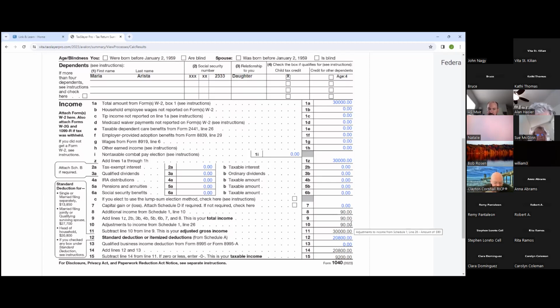So again, that's something they're going to work on with the programmers. We got the adjustment to income. That's going to be that jury duty pay adjustment. And again, only if you remit your check to your employer. AGI is $30,000 because $90 minus $90 is zero.